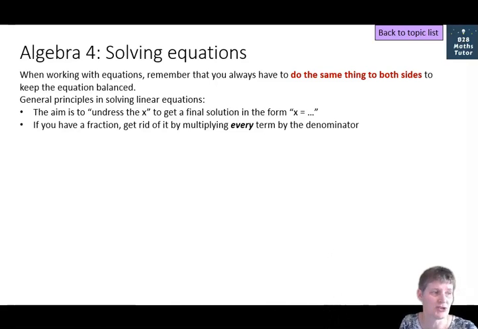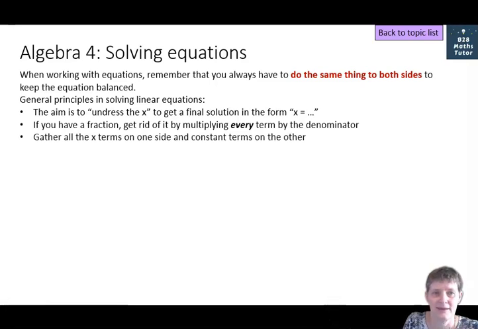If you've got a fraction, it's always or usually a good idea to get rid of it by taking the denominator of that fraction and multiplying every term by that. Then we want to get all the x terms on one side of the equals and everything that doesn't have an x in it on the other side.